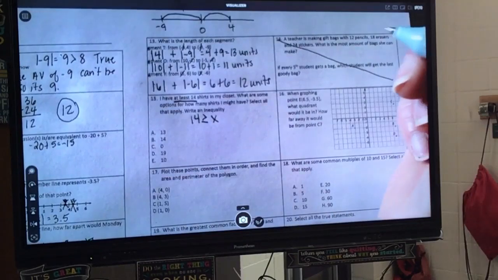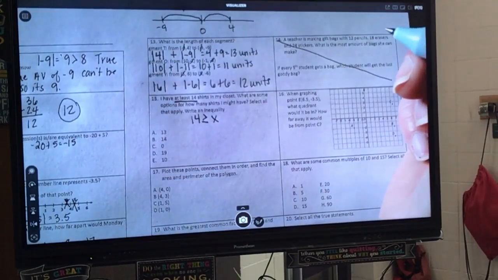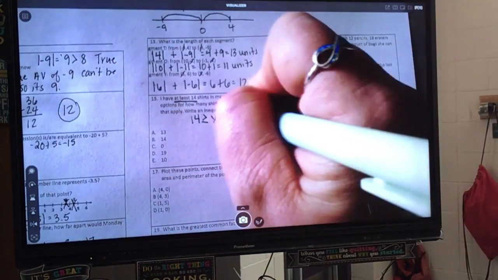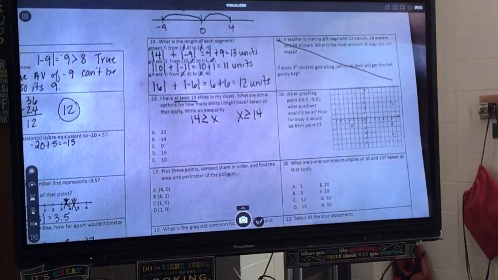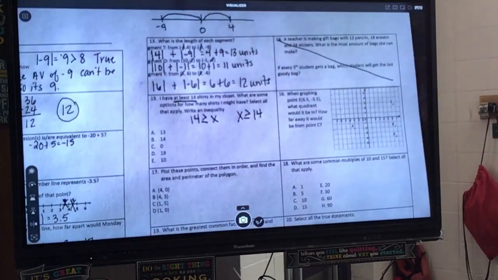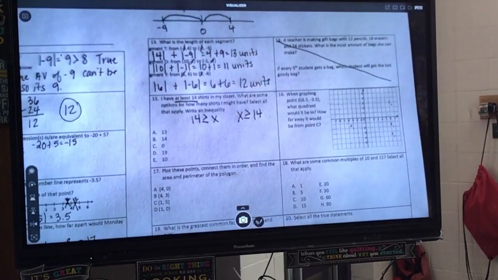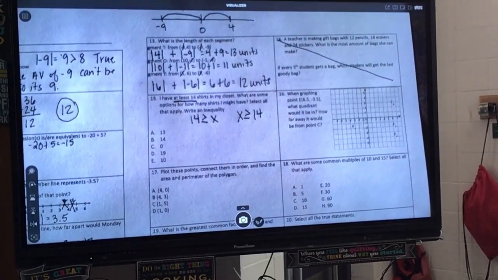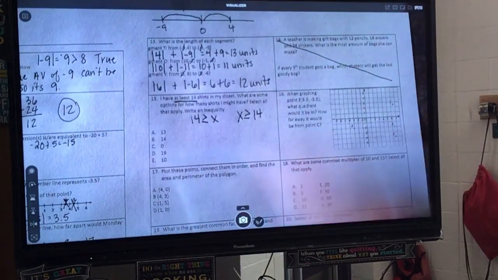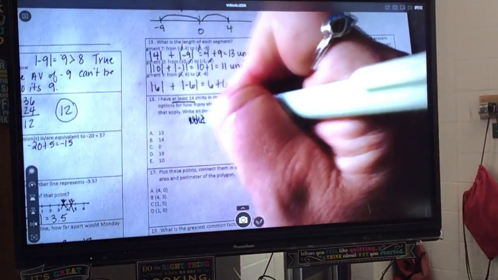What'd you have, Jonathan? I don't know. X is greater than or equal to. Yes. So it should be x is greater than or equal to 14. Because at least 14 means what is the smallest number of shirts she's going to have in her closet? Christiana? 14. Can she have 14? Yes. Can she have more than 14? Yes. Can she have less than 14? No. So this is not going to work.